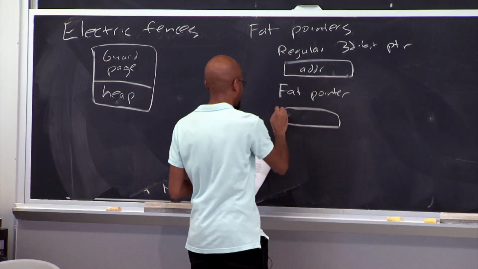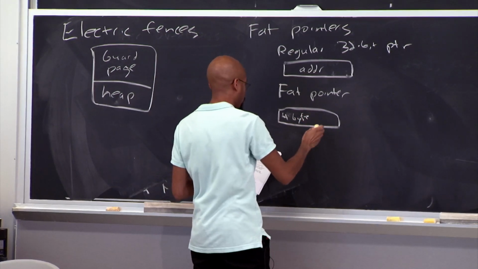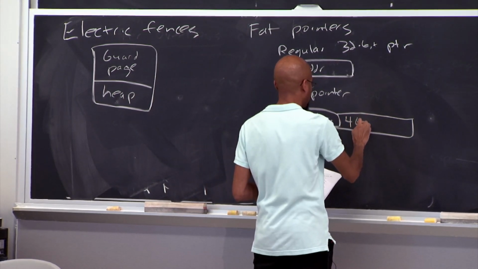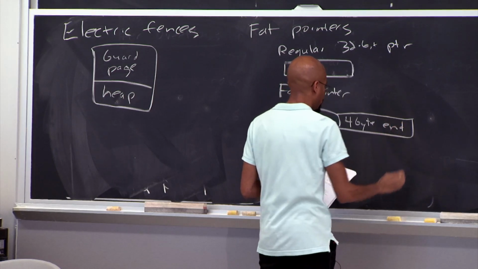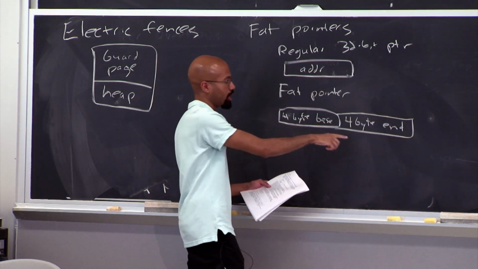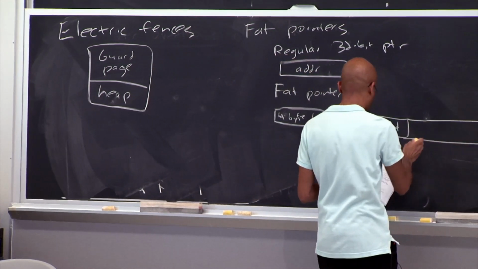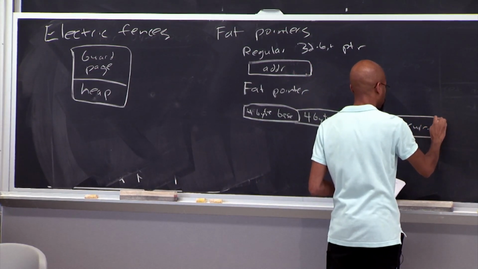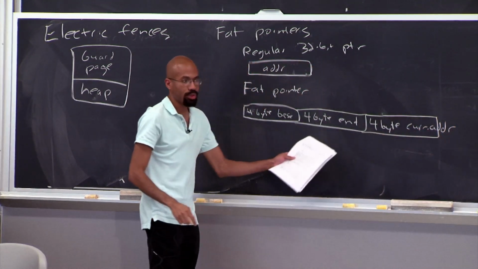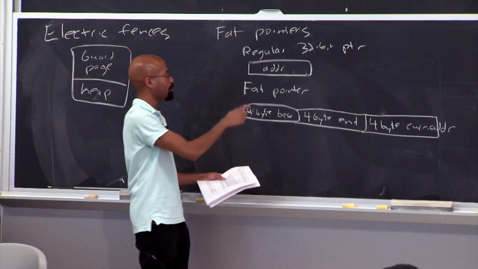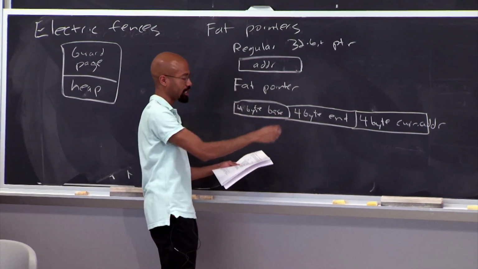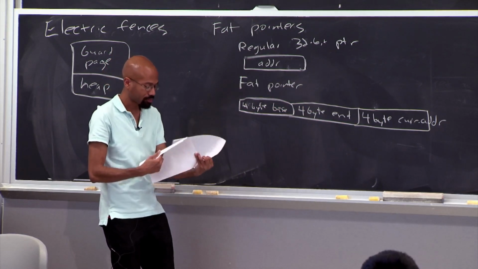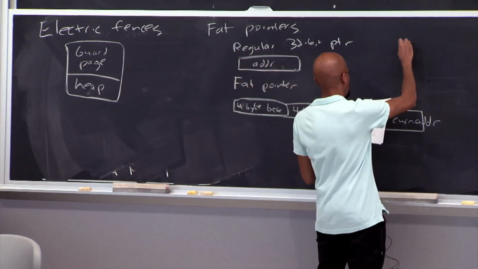then one way you can think about it is you've got a 4-byte base, and then a 4-byte end. In other words, this is where the allocated object starts, and that's where it ends. And then you've got a 4-byte cur address. So this is where the pointer actually is within that bound, right? So basically the compiler will generate code such that when you access these fat pointers, this gets updated, but it'll also check these 2 things to make sure that nothing bad has happened during that update.